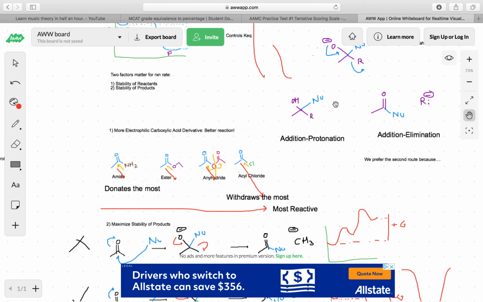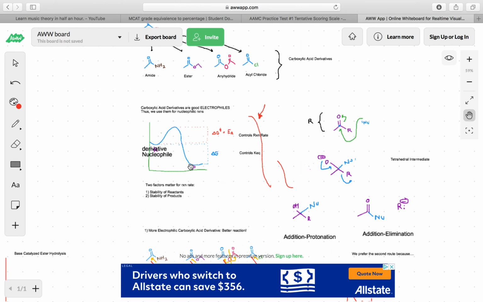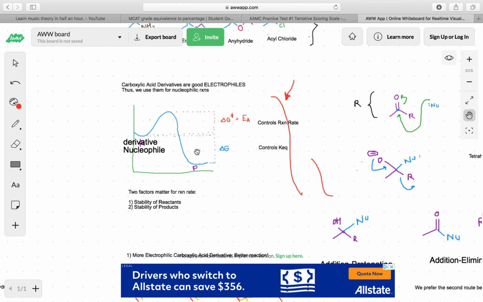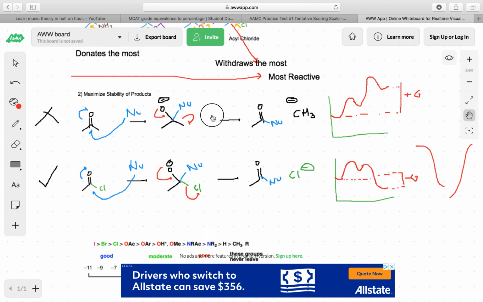Remember, let's go back to our initial reaction coordinate diagram over here. We want to push up the reactants and push down the products to create the biggest roller coaster possible. If we push down our products, that means we're going to create the most stable thing possible. That means here we've created something more stable than this. Stability means you don't want to react. So if we create a stable product, that means it's not reactive.